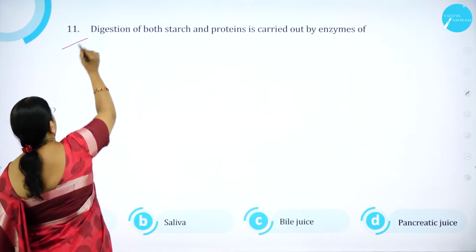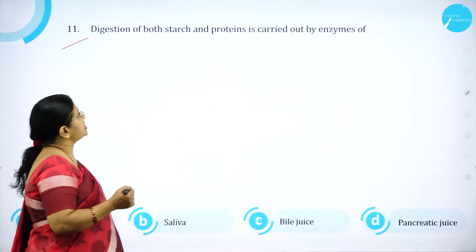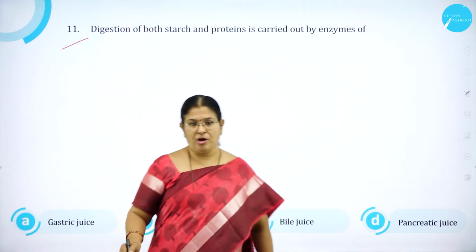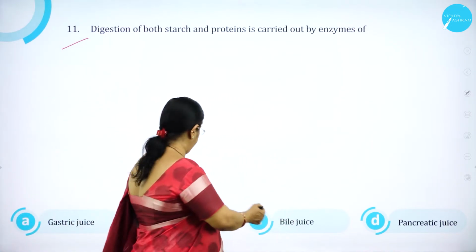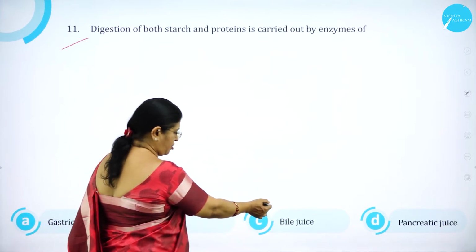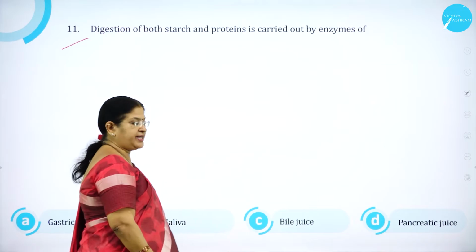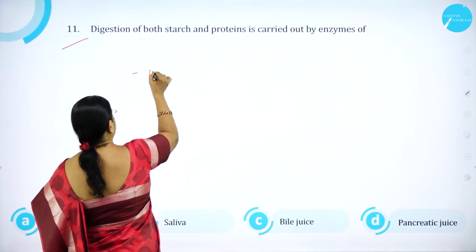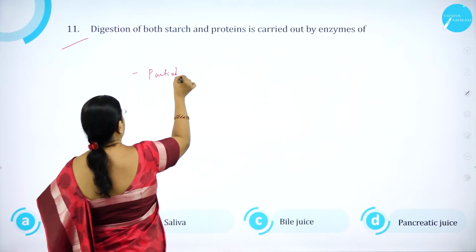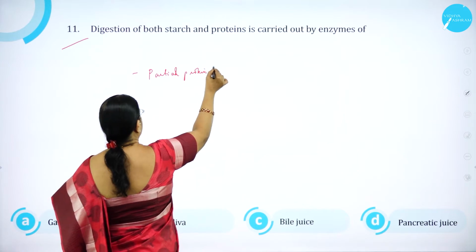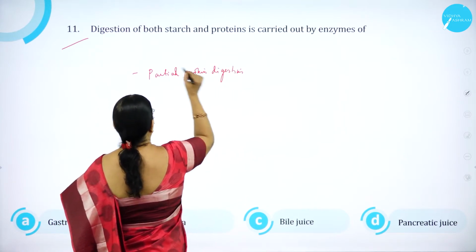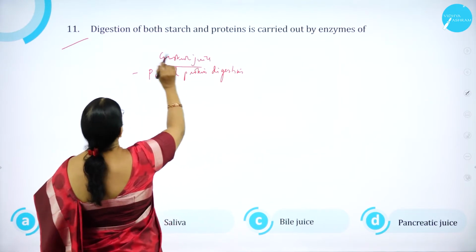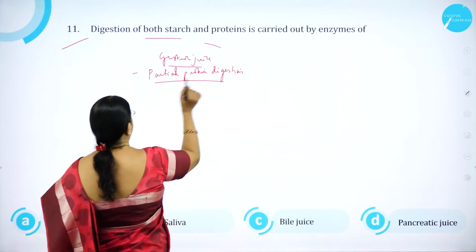Moving on to question number 11. Digestion of both starch and protein is carried out by enzymes of option A, gastric juice, option B, saliva, option C, bile juice, option D, pancreatic juice. Gastric juice is involved in partial protein digestion. It has nothing to do with both starch and proteins.